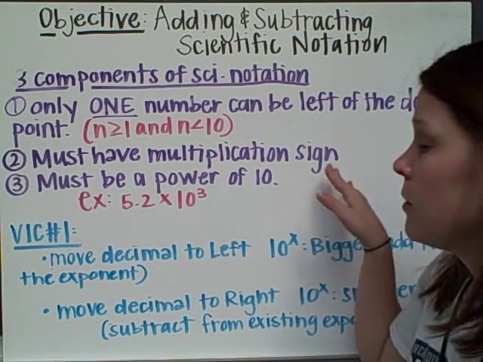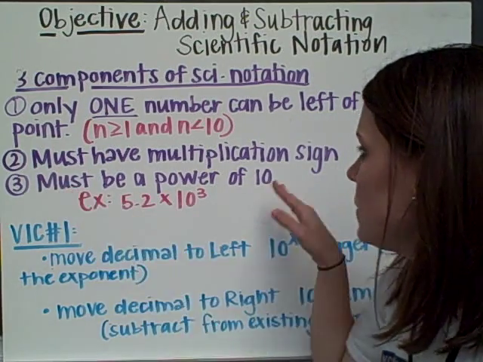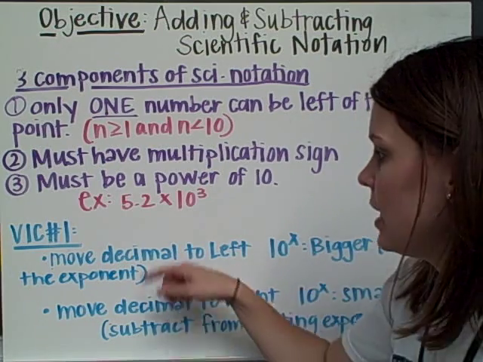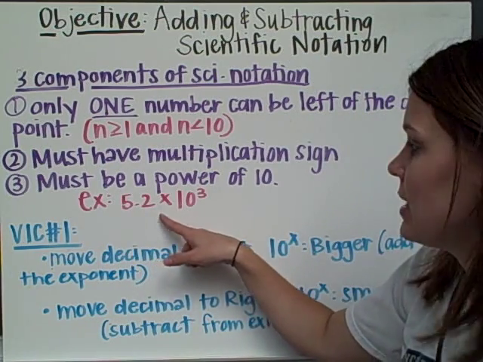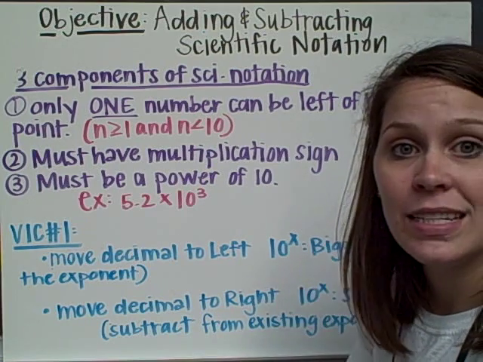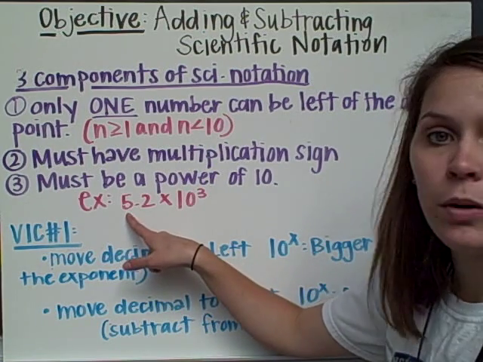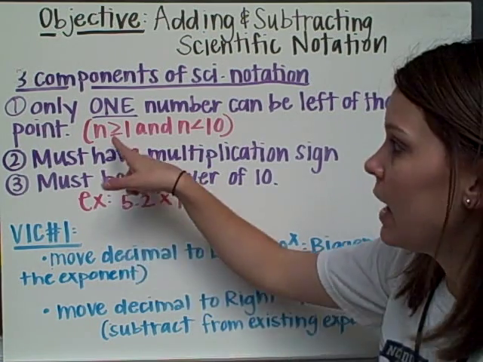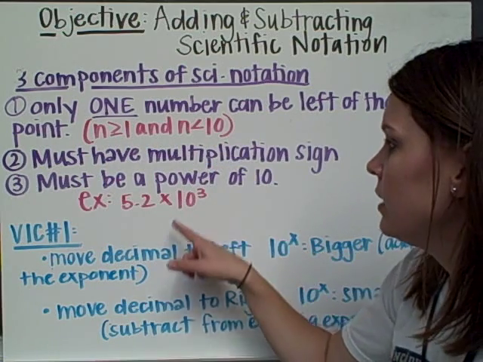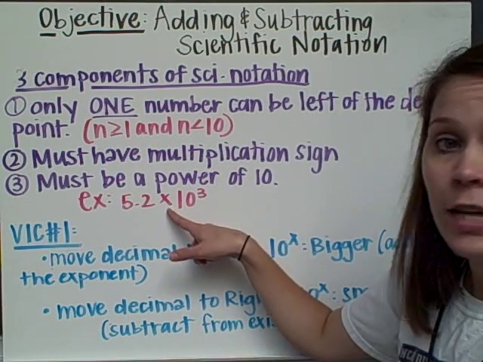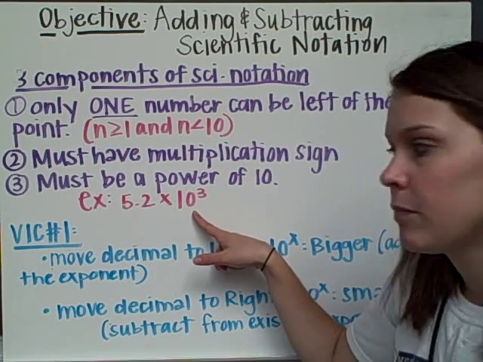You also must have the multiplication sign, and it must be to the power of 10. So for example, 5.2 times 10 to the third is written in scientific notation. We have one number in front of the decimal, and that number is between 1 and 10. And we have a multiplication symbol and the power of 10.